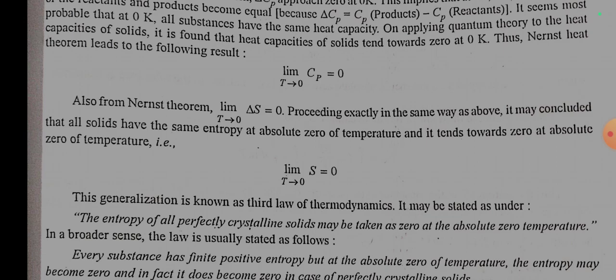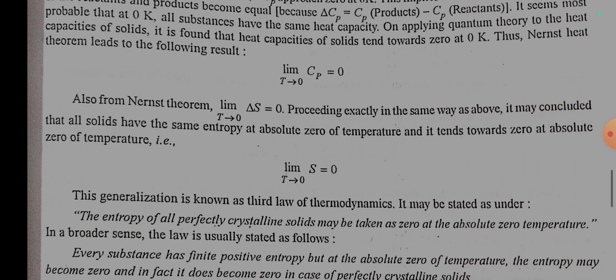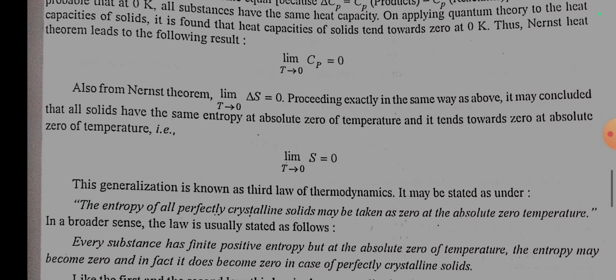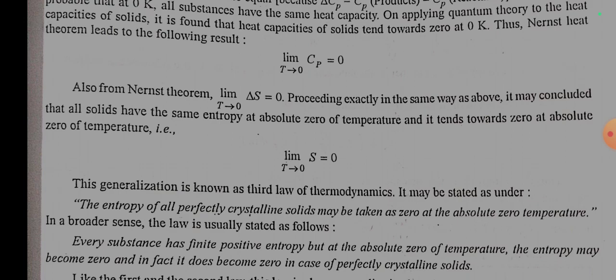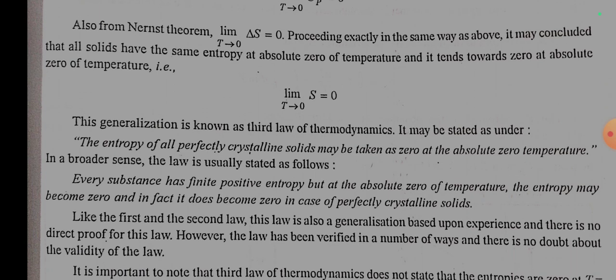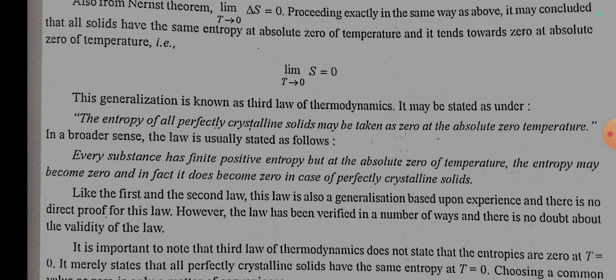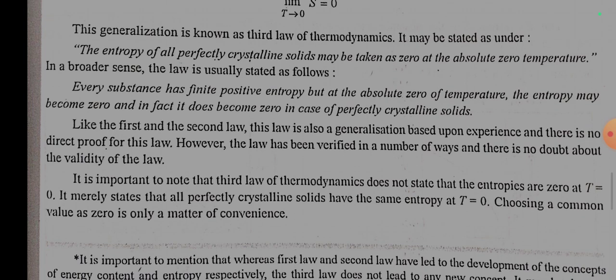On applying quantum theory to the heat capacities of solids, it is found that the heat capacities of solids tend towards 0 at 0 Kelvin. Thus, Nernst heat theorem leads to the following result. Also from Nernst theorem, proceeding exactly in the same way as above, we may conclude that all solids have the same entropy at absolute zero of temperature and it tends towards zero at absolute zero of temperature. The generalization is known as the third law of thermodynamics.